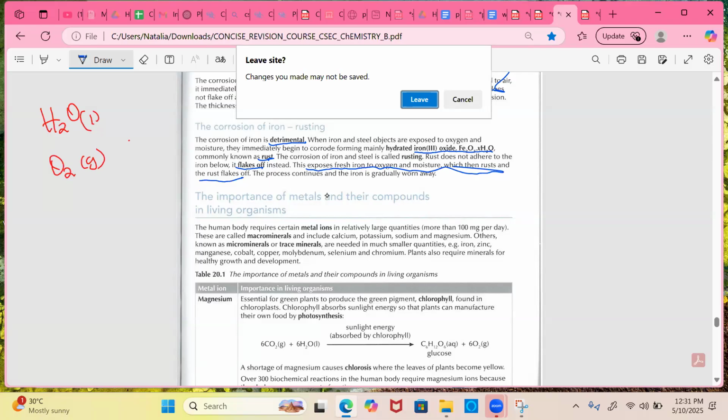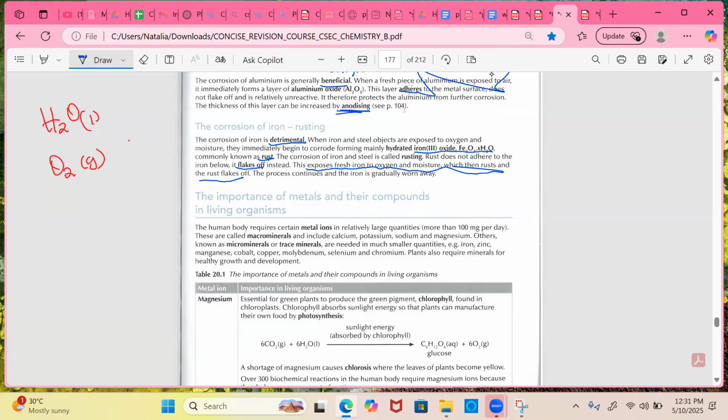Plants also require minerals for healthy growth and development. So magnesium is essential for green plants to produce the green pigment chlorophyll found in chloroplasts. Chlorophyll absorbs sunlight energy so plants can manufacture their own food by photosynthesis. So magnesium is needed to make chlorophyll, which plants need to photosynthesize to make food, which every single organism depends on directly or indirectly. So that's the importance of magnesium.